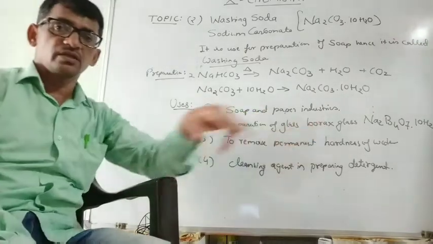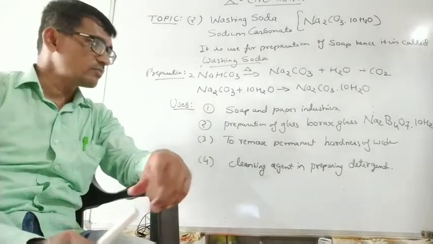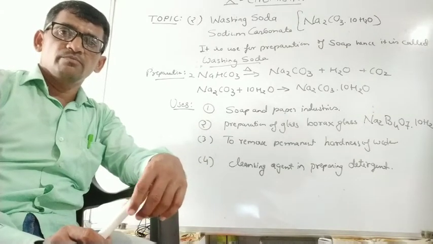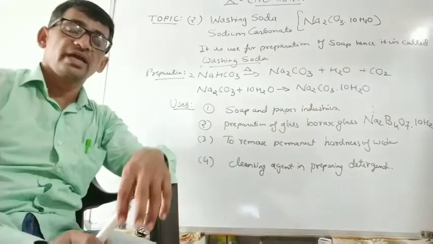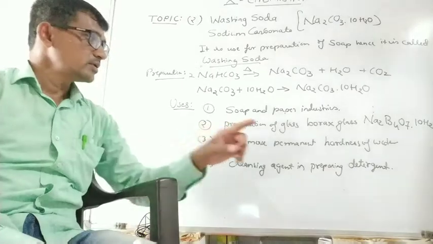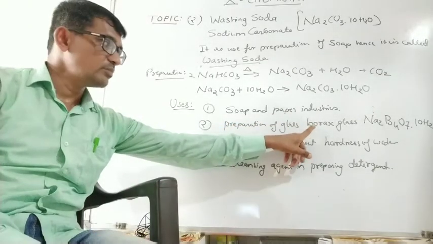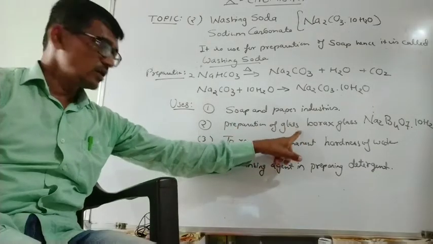Glass means borax glass, pyrex glass, heat proof glass. For that it is converted into sodium metaborate, sodium hexaborate. Formula is Na2B4O7·10H2O. Then glass is formed. Borosilicate glass can also be prepared, sodium borosilicates. So it is used for preparation of glass.